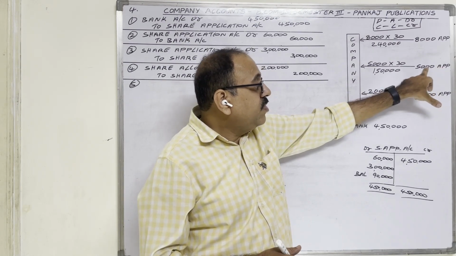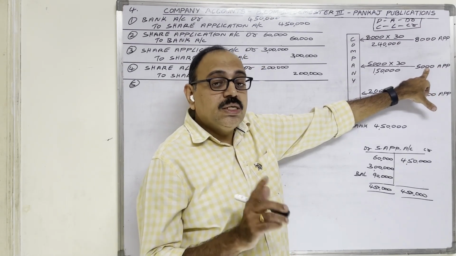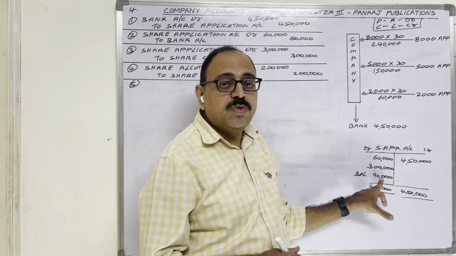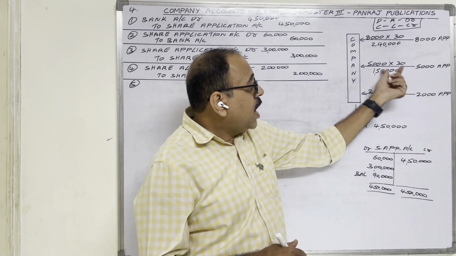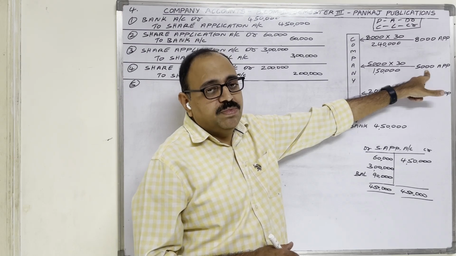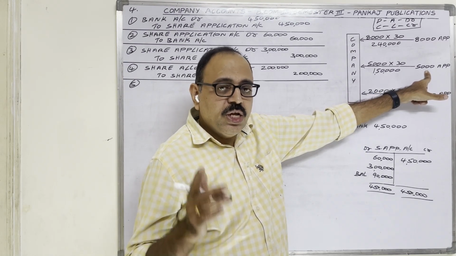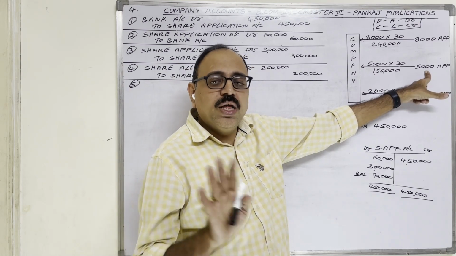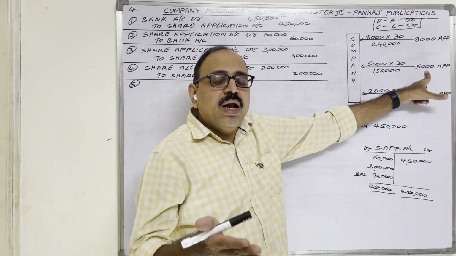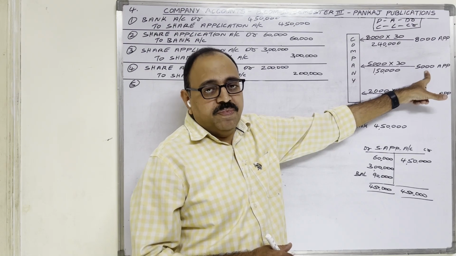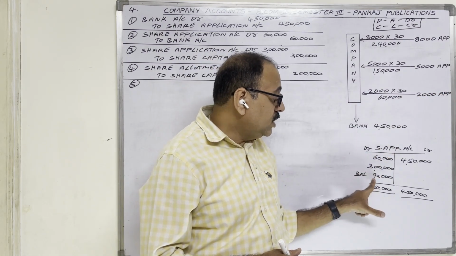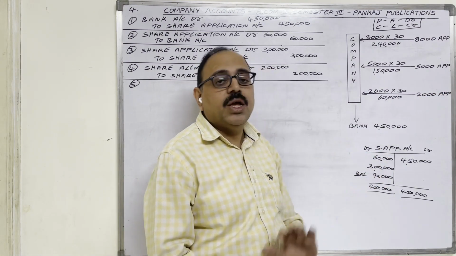So they applied for 5,000 shares. How much extra did they pay? 90,000 rupees. Now the company allotted 2,000 shares to them. On 2,000 shares at the rate of 20 rupees each, they should pay allotment money. 40,000 they have to pay. Instead of collecting that 40,000 rupees from them, the company wants to adjust that money from the application account.